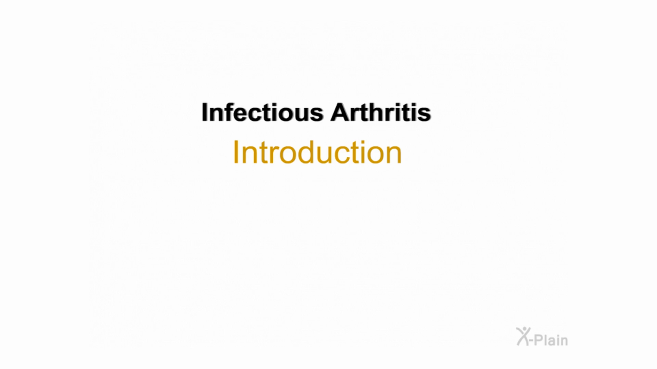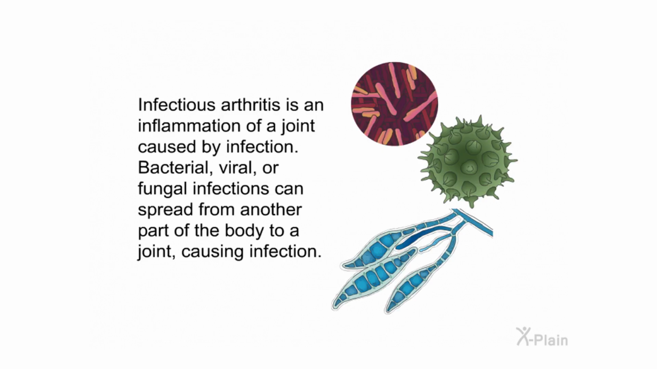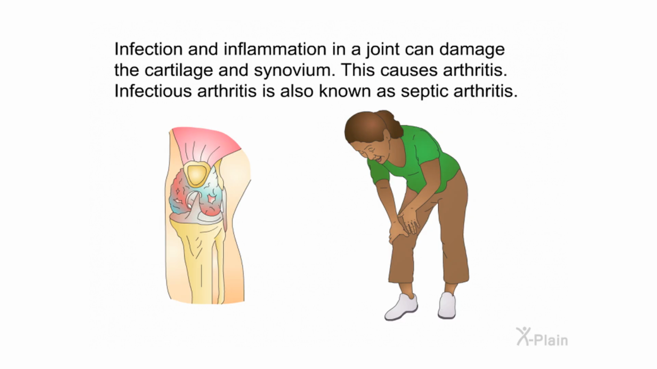Infectious arthritis. Introduction. Infectious arthritis is an inflammation of a joint caused by infection. Bacterial, viral, or fungal infections can spread from another part of the body to a joint, causing infection. Infection and inflammation in a joint can damage the cartilage and synovium. This causes arthritis. Infectious arthritis is also known as septic arthritis.